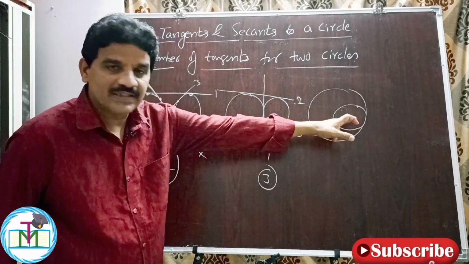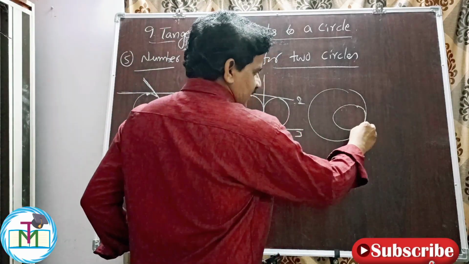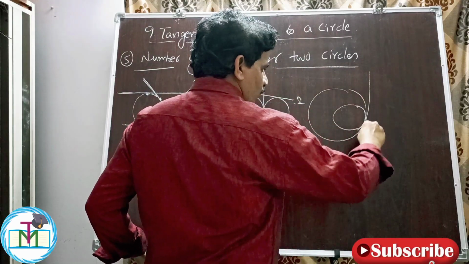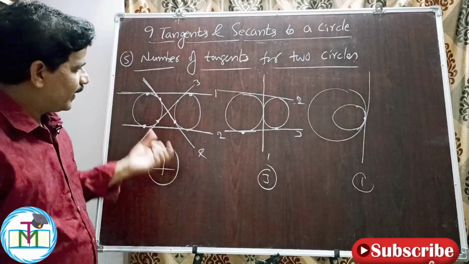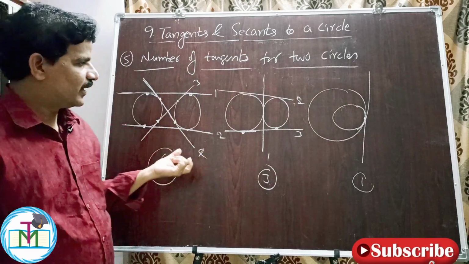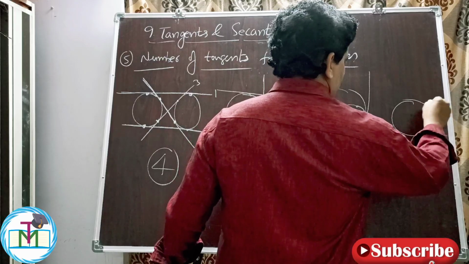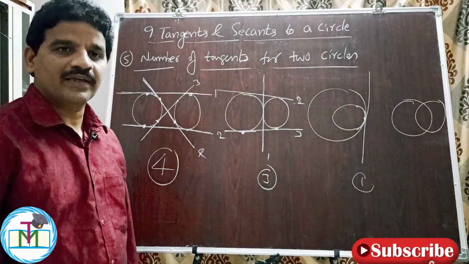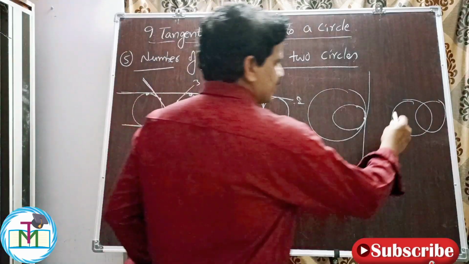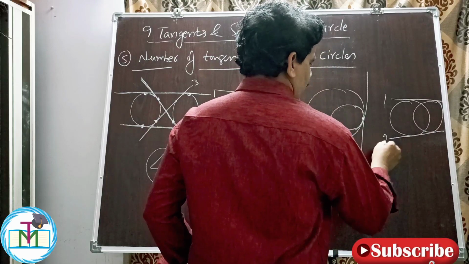Now here you can see internally. Whenever the 2 circles touch internally, we can draw one and only one tangent. That circle touches here. So one tangent. So depending upon the situation, we get the number of tangents. One more condition is there: the circles are intersecting each other. In this case, this is tangent number 1 and this is tangent number 2.